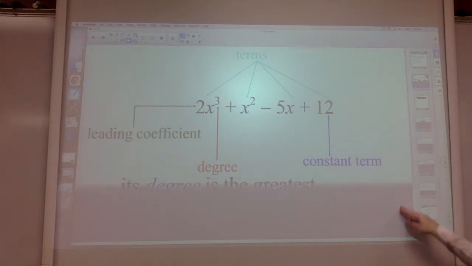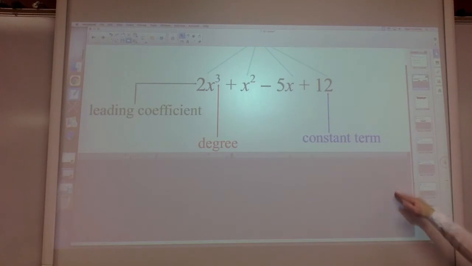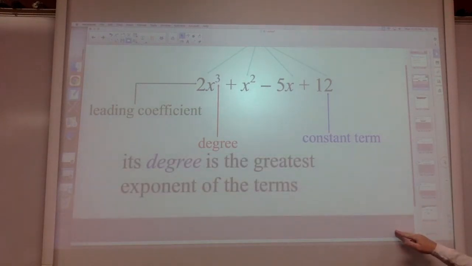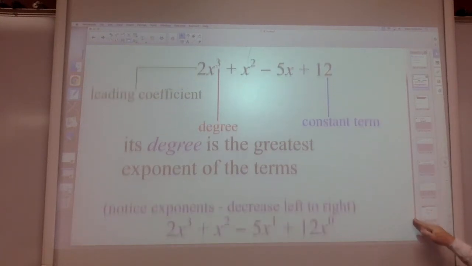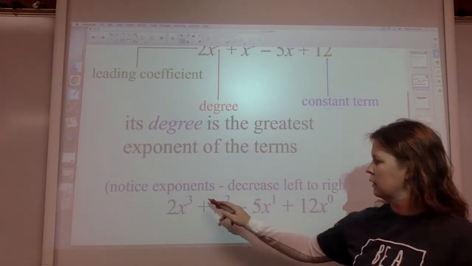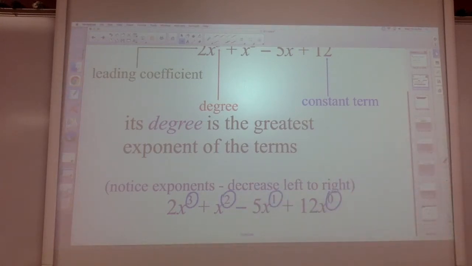And those are your definitions that you need to know as we talk about all of these in chapter 8 and 9 and anything after. Its degree is the greatest exponent of the terms. If you haven't written that down, please write it down. And notice the exponents decrease from left to right. 3, 2, 1, none. Of course, you would never write that one or that one, but it's there.